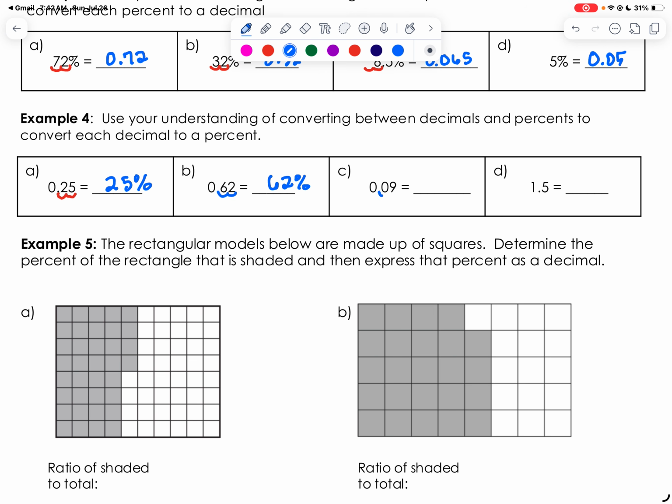0.09, move your decimal 2 places to the right to get 9%. And on problem D, if I move my decimal 2 places to the right, 1, 2, I'm going to need a placeholder, 150%.